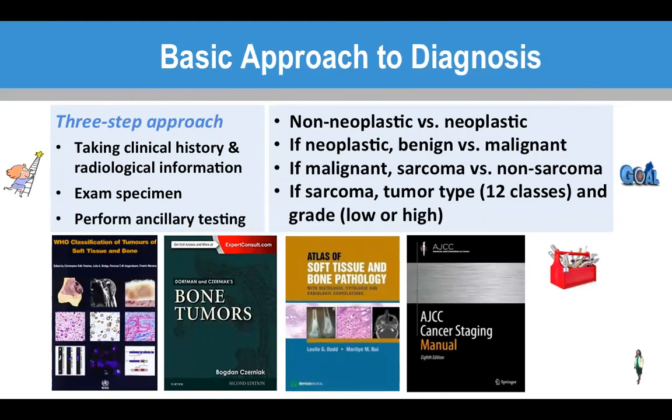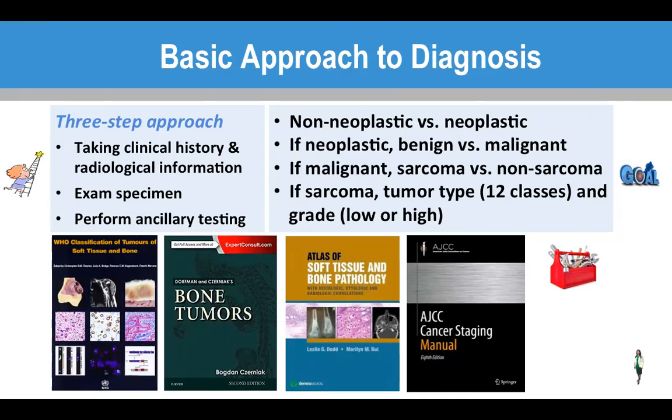What is the basic approach for a pathologist to render a definitive diagnosis for bone tumor? When we're in medical school, we learn that as a clinician, we take a three-step approach. First, take the chief complaints and clinical history. Second, do a physical examination to verify the symptoms and presentations. Third, we perform ancillary testing to verify and confirm our working diagnosis.